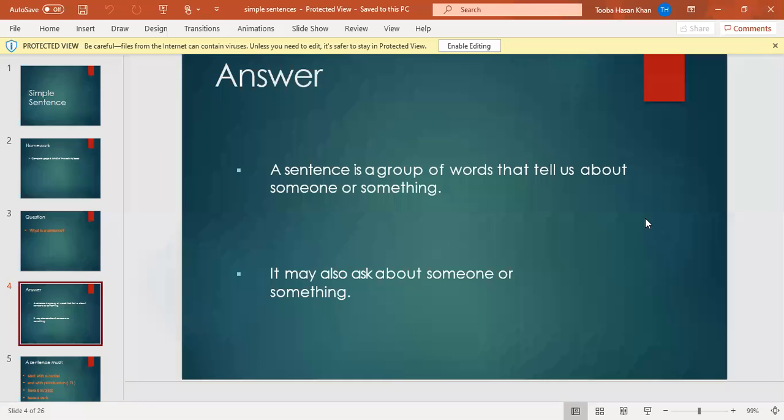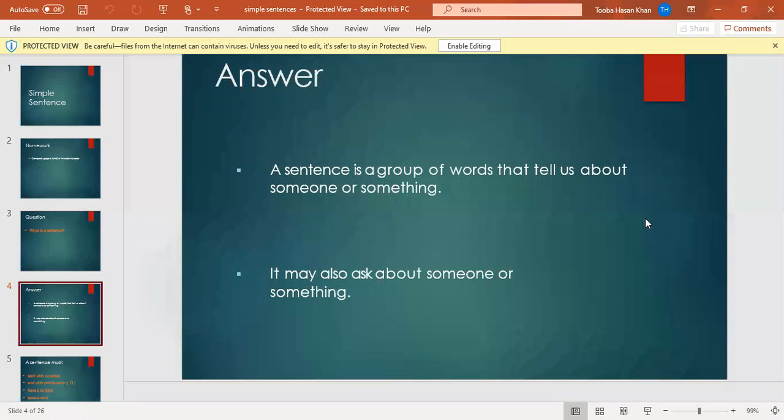A sentence can also ask you about someone or something. In the English language, we have four types of sentences, right? And they all have a different function. Today, we will be studying one type, which is the simple sentences. A sentence can explain something that is happening. It can tell you about somebody. For example, it can tell you that Ali is a good boy. It can tell you what is happening. For example, it is raining outside, or it is very sunny outside.